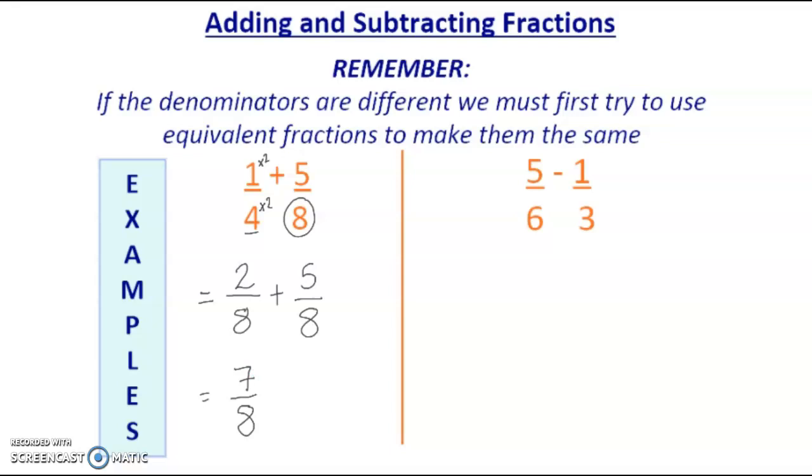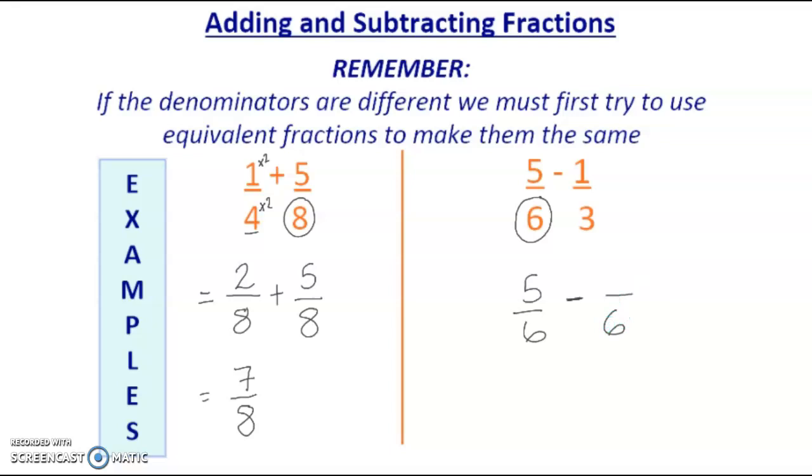Let's have a look at the next example. So again, I've got two fractions that have different denominators. So I need to start by looking at what denominator they have in common. So I'm going to go for 6 because that's my largest denominator. So that means my first fraction, 5/6, is going to stay the same. This is a takeaway, so don't forget that. And then my second fraction, I want to make that out of 6 as well.